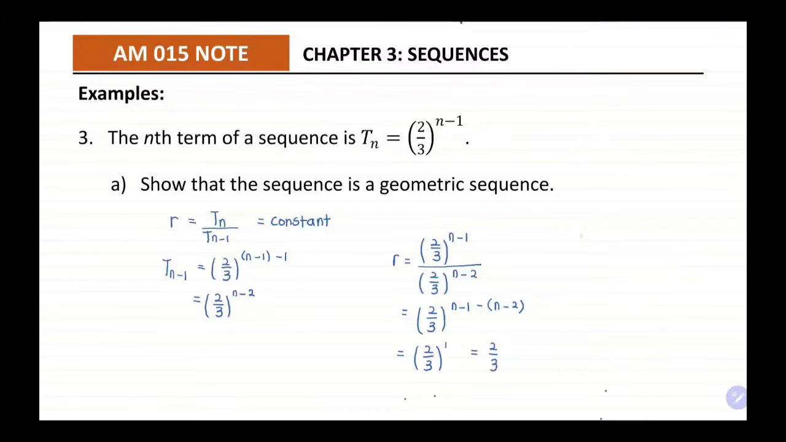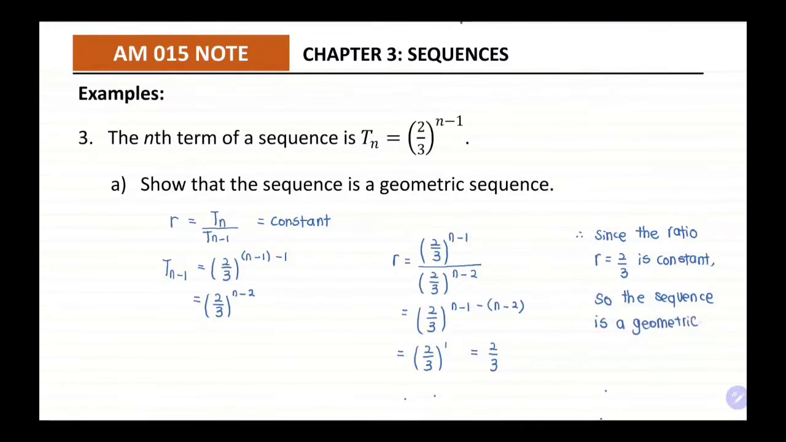Okay, then we conclude. Since the ratio r equals 2 over 3 is constant, the sequence is a geometric sequence.